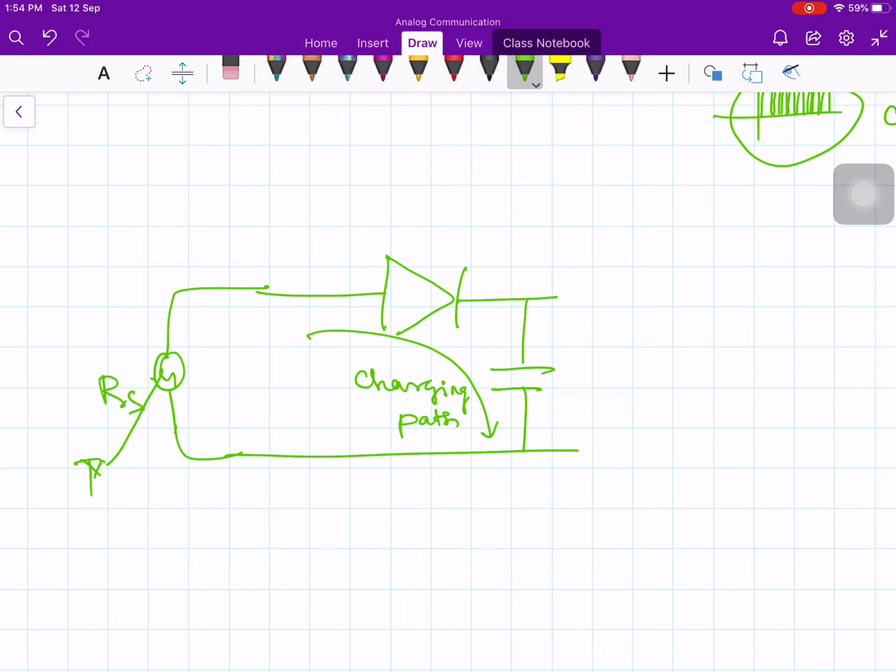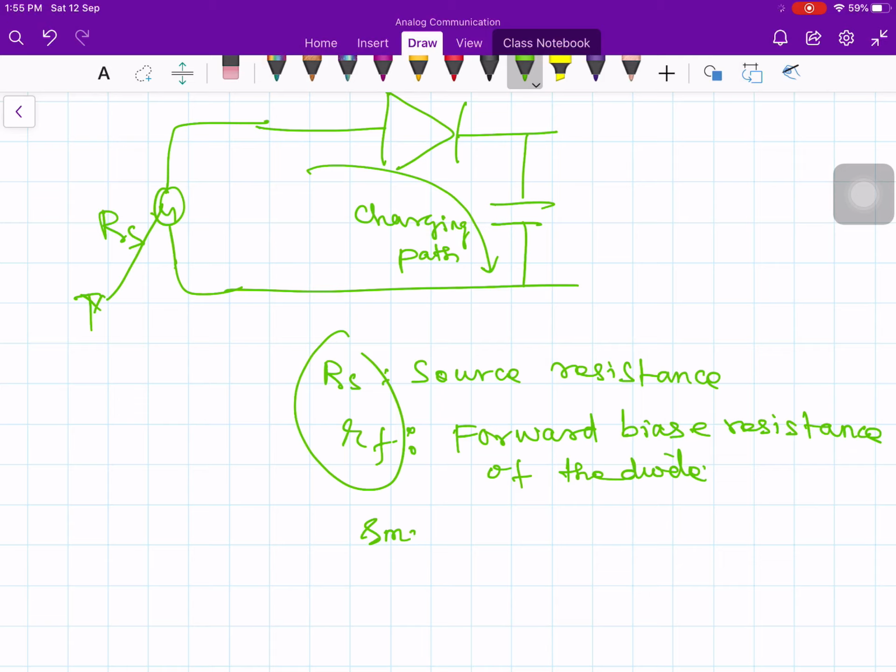And in the forward bias, the diode behaves like a simple resistor with a resistance of R suffix small f, or sometimes people write small r and small f. Here Rs is the source resistance and small rf is the forward bias resistance of the diode. Typically both the Rs and R suffix f are of very small values.